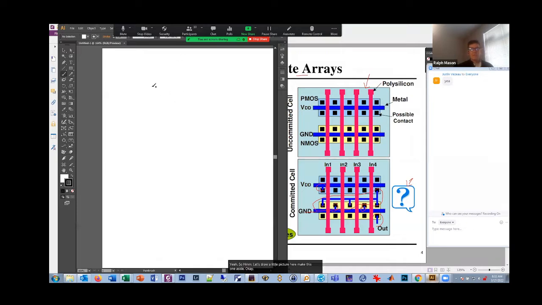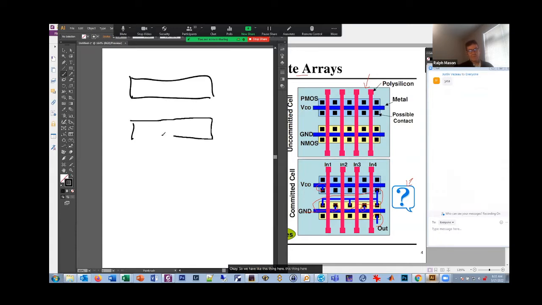Okay, so we have this thing here, and we have this thing here. And we have these, I'll just draw them as little lines. We have 4, 2, 3, 4. And wherever these, I should have made them a different color.